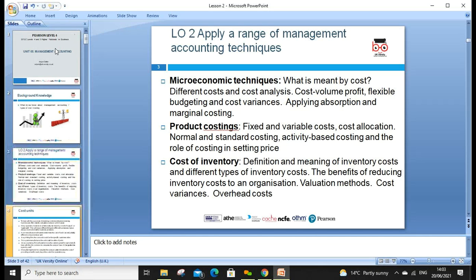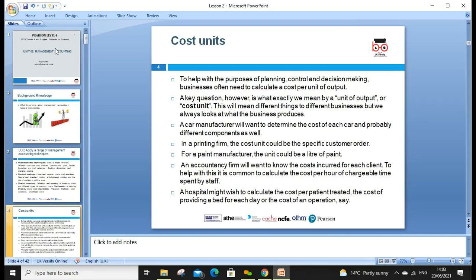So then, cost of inventories, and the benefit of reducing inventories in our organization. Cost units help with the purpose of planning, control, and decision making. Businesses often need to calculate the cost per unit of output. The key question is what exactly we mean by the unit of output, or the cost unit. This means different things to different businesses, but we always look at what the business produces.